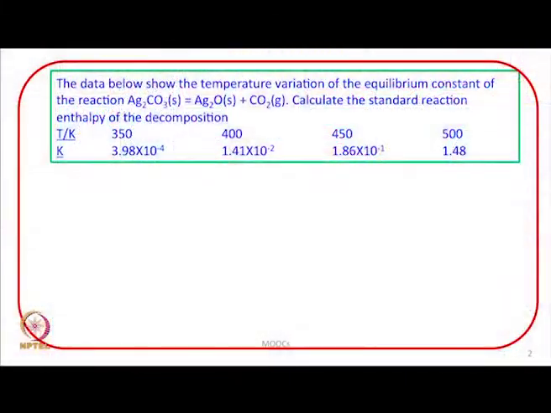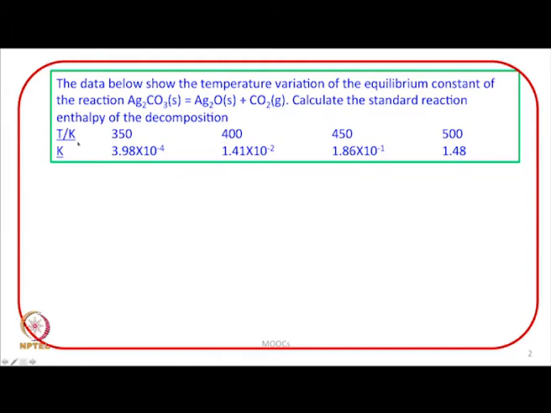So, let us discuss a variety of numerical problems in this lecture. As an example, the first one is the data shown below. The data below show the temperature variation of the equilibrium constant of the reaction silver carbonate solid forming silver oxide plus carbon dioxide. Calculate the standard reaction enthalpy of the decomposition.